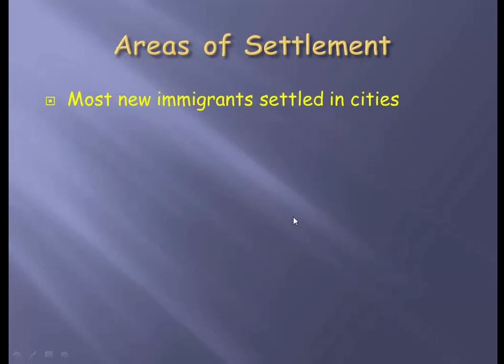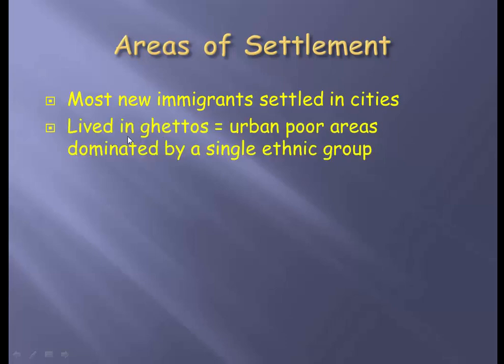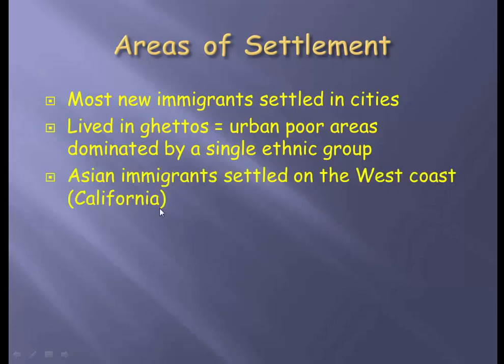Where did they settle? Areas of settlement. Most new immigrants settled in cities. These new immigrants from the late 1800s are going to settle in the crowded cities in the Northeast, all right? They lived in places called ghettos. Now, don't use the term ghetto like you would use it today. Ghettos were areas around cities which were urban, poor, and really one single group lived there. And I can give you some examples. You may find a Chinatown in a city, or Little Italy in New York City. Those are examples of ghettos, right?